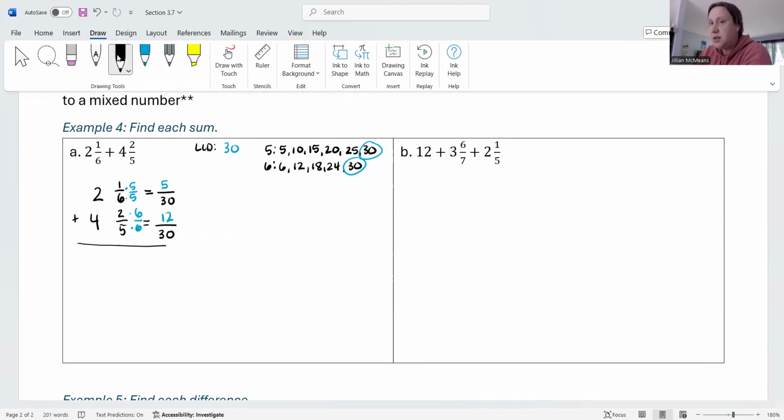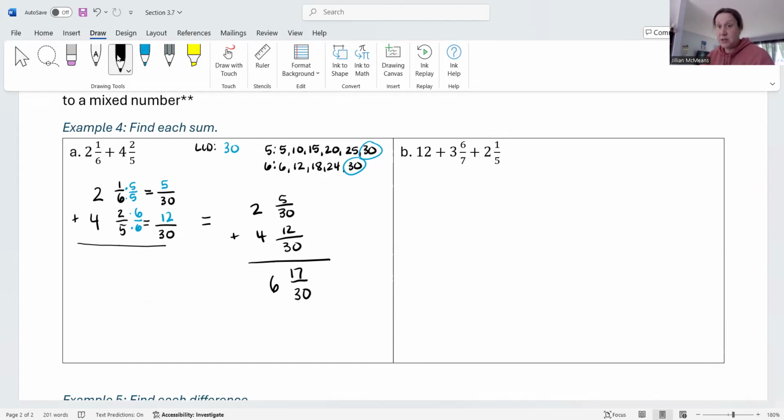Okay, so let's just clean this problem up. Let's get rid of some of the side work and see what we're dealing with. So what we really are dealing with is 2 and 5/30ths plus 4 and 12/30ths. And now we can add the fractions and then we can add the whole numbers. So let's see, 5 plus 12 would be 17. So that means 5/30ths plus 12/30ths is 17/30ths. And then 2 plus 4 is 6. And at this point, all you want to do is make sure your fraction is proper, meaning the numerator is less than the denominator, and you want to make sure it is reduced.